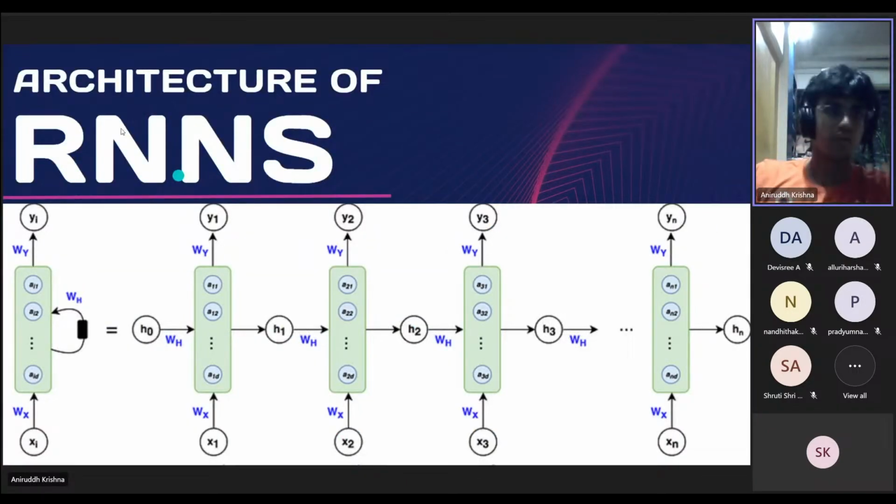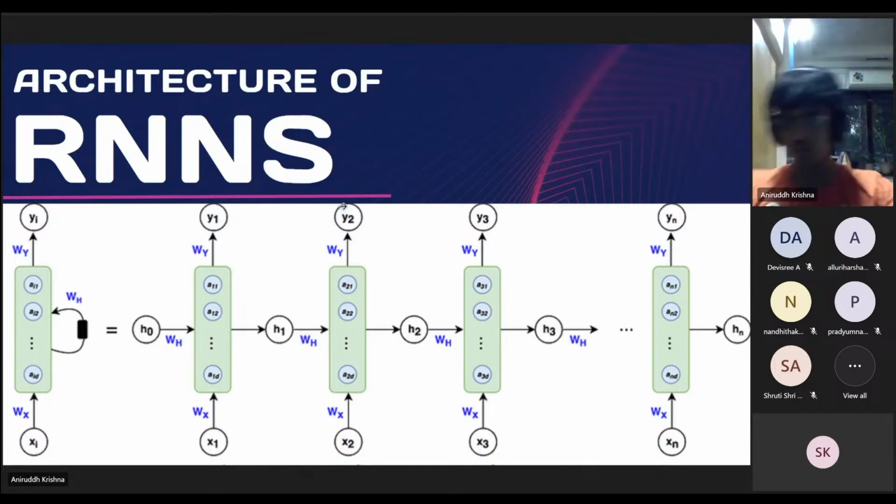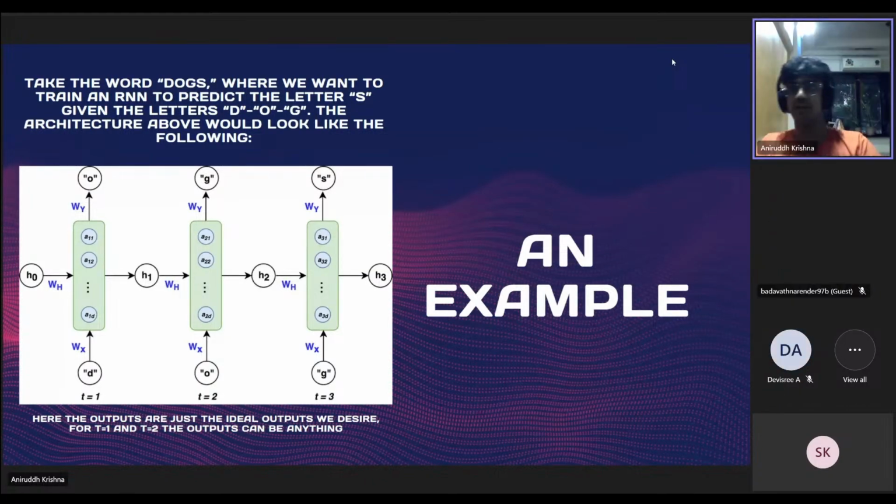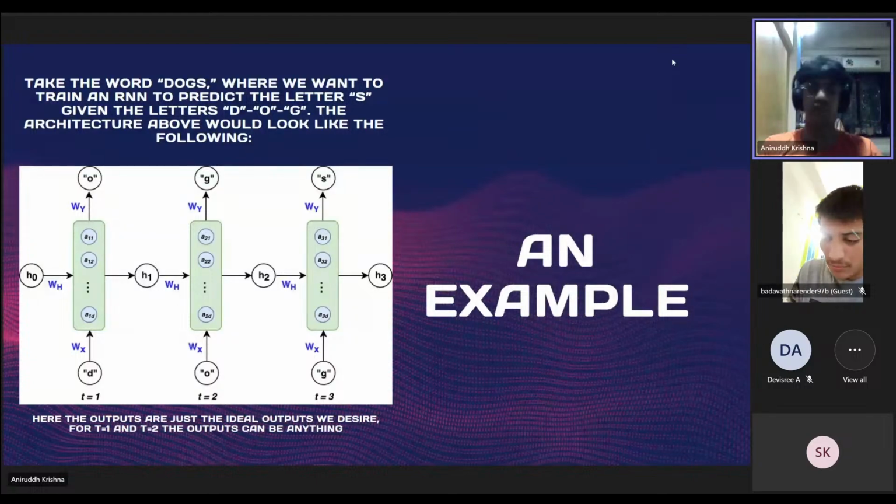So now we come to the architecture of these RNNs, how they exactly work. To explain this, let me take an example. Suppose we take a word, dogs. Let's just take a small word, no confusion. When we input this to an RNN letter by letter, I'll first give it D, then O, then G, and I want it to predict S. I'll just give it 3 letters and I want it to predict the fourth letter.